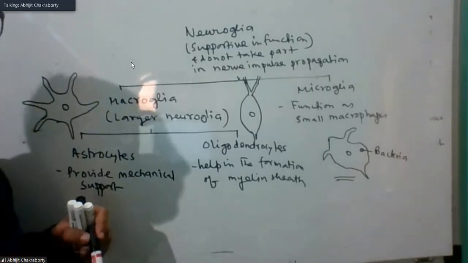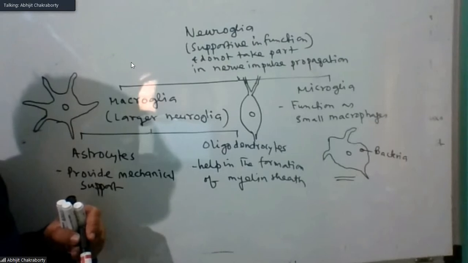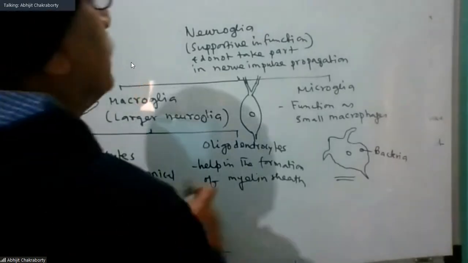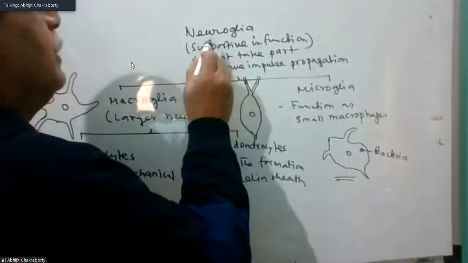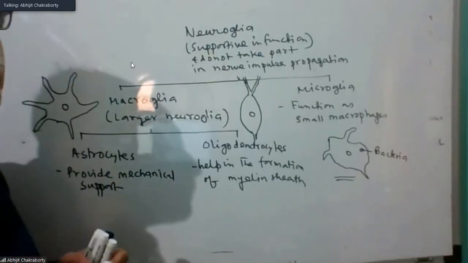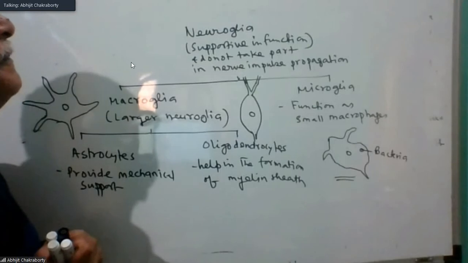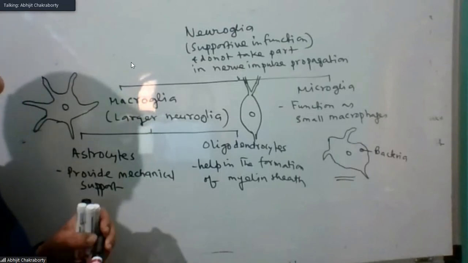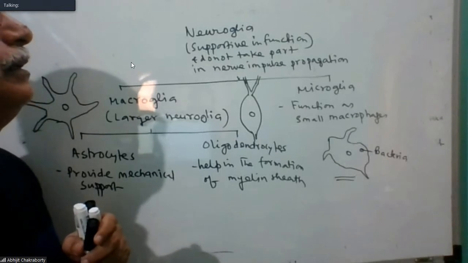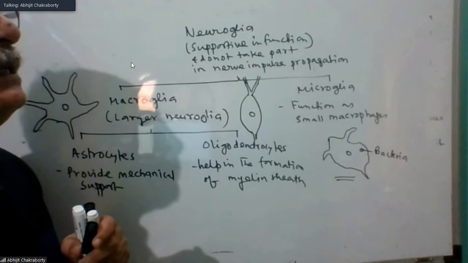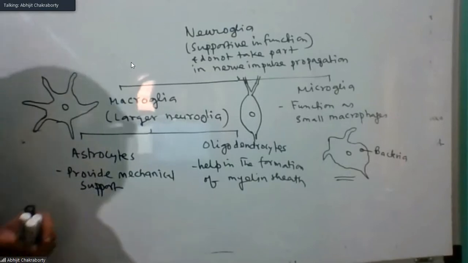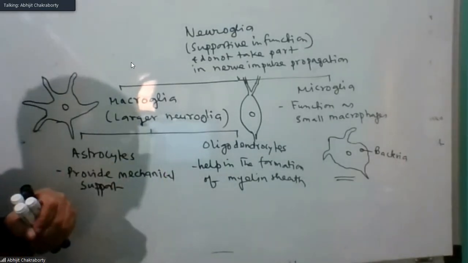Neuroglia are supportive in function. They provide support to the nerve cells. Remember these things. And they are neurons and nerve fibers. Supportive in function means they provide support to neurons, the nerve cells or nerve fibers of brain and spinal cord. They do not take part in nerve impulse propagation. There are types given here.